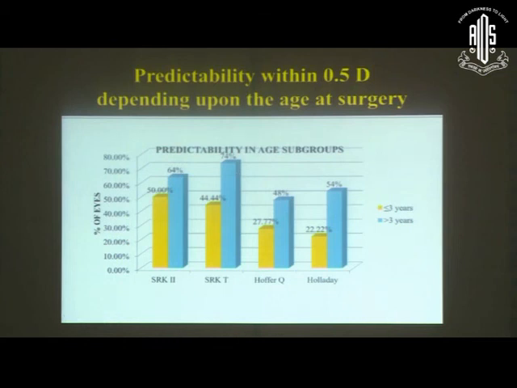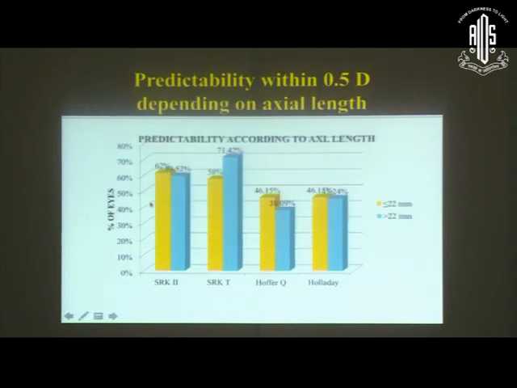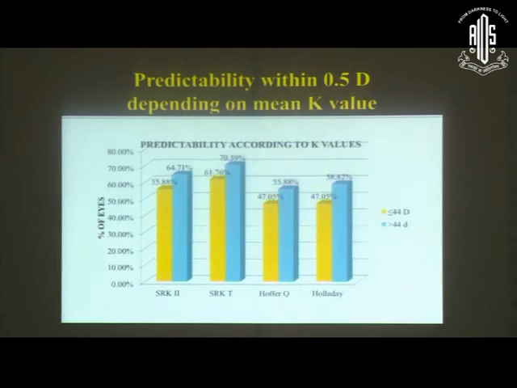Why did we take 3 years? Because our numbers less than 2 years were very, very few, so we could not do a statistical analysis. So we took less and more than 3 years, and we found that in more than 3 years, SRK-T and SRK2 both did well, and in less than 3 years, SRK2 did well. And when it comes to axial length, again, SRK-T and SRK2 were far superior to Hoffer-Q and Holladay. And on the K value, again, SRK-T and SRK2 performed better than Hoffer-Q and Holladay.